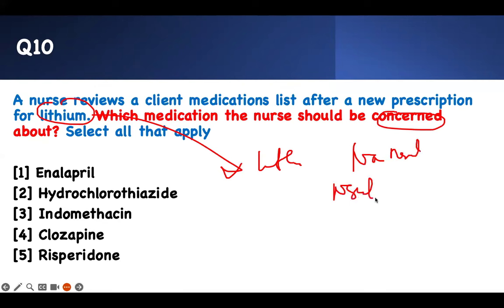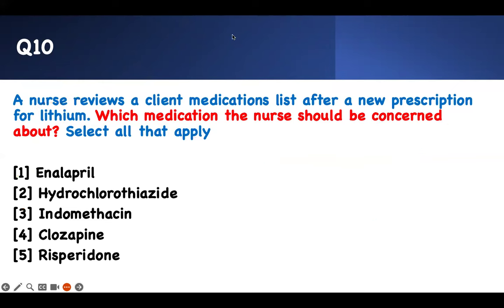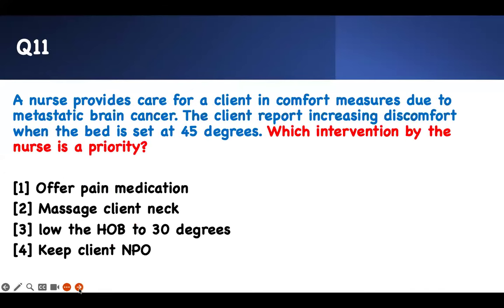NSAID, it affects your kidney. You should not do that, right? Diuretic, you should not take it. It makes you dehydrated. ACE inhibitor, it decreases your sodium. Therefore, this is enalapril, hydrochlorothiazide, NSAID. Clozapine, antipsychotic, can be used for agitation, bipolar. Risperidone, antipsychotic, can also be used in the bipolar patient. These are some of the things you have to know, right? 1, 2, 3 are your right answers.